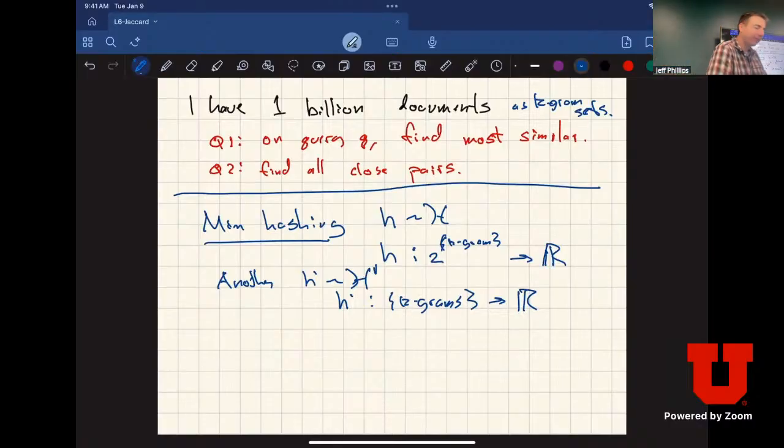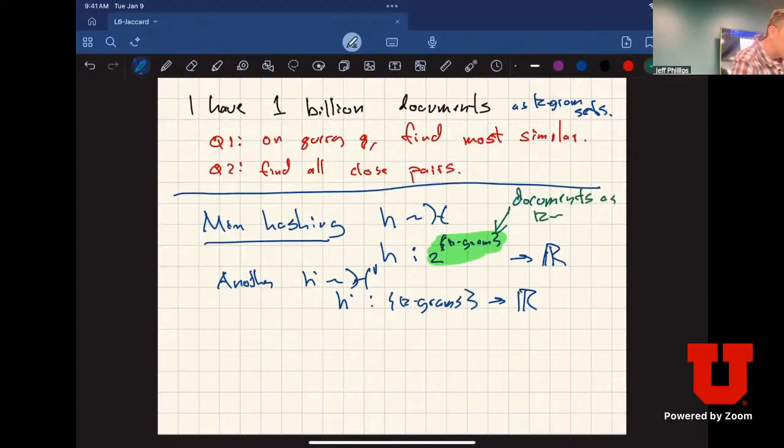So h will be defined on this space here, the space of documents as k-grams. It's a set of k-grams. That's our representation of the document. But I'm going to start with something that takes a single k-gram and maps to a real value. For this, I can use like SHA-1 or any built-in hash function with a salt, right? And the choice of it is by choosing which salt I put into it. I concatenate with some salt, okay?